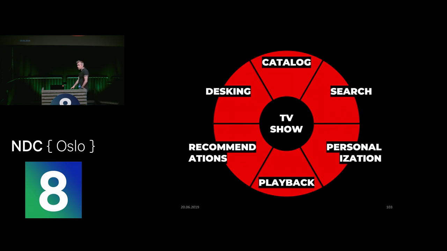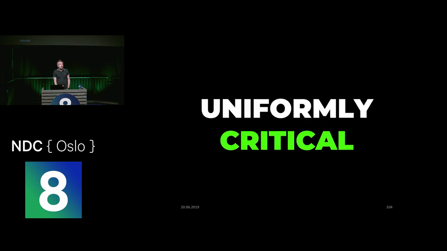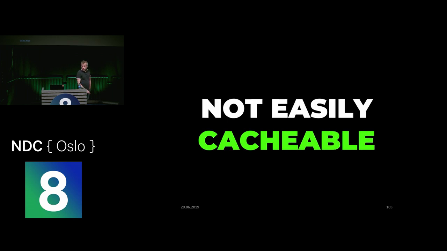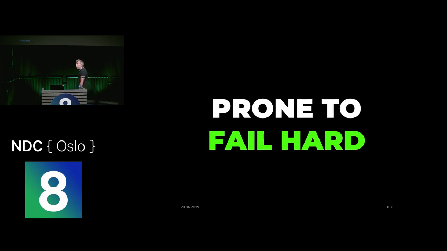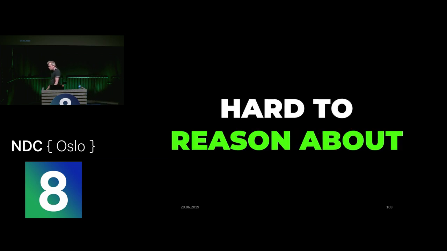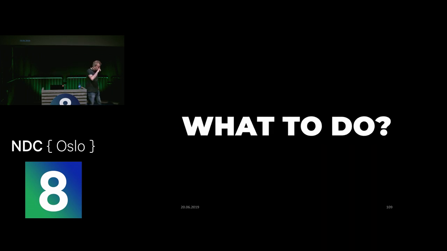So when you have everything mixed together in a monolith, you have something that's uniformly critical, not easily cacheable, hard to achieve partial success, and it's prone to fail hard, and it's very hard to reason about, because you have to think about the interactions between everything. So what to do about that?